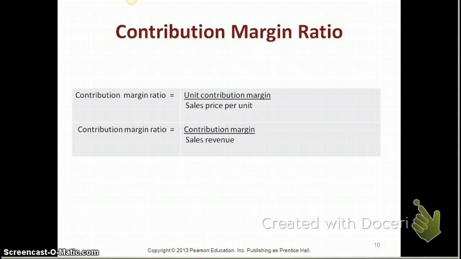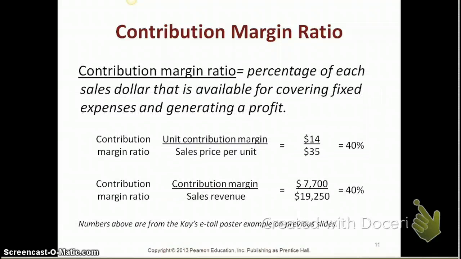Now pause the video again and use your data from that question to calculate your contribution margin ratio using unit contribution margin divided by sales price. And then you can use your contribution margin income statement that you calculated to calculate your contribution margin ratio using contribution margin divided by sales revenue. Using your first formula, your unit contribution margin was $14, sales price per unit was $35, and you get a contribution margin ratio of 40%. If you use the second formula from your contribution margin income statement, your contribution margin was $7,700 and your sales revenue was $19,250, giving you again 40%.